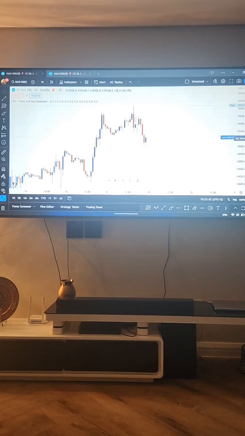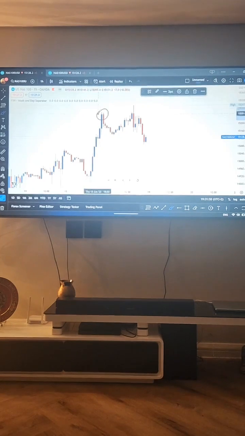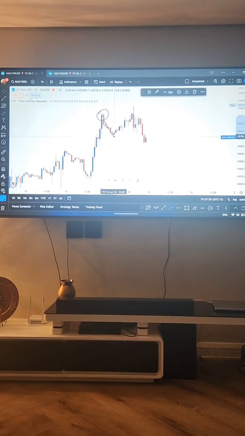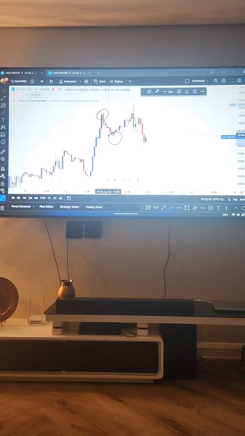So let's go to an example. Let's say at this level, we had a bunch of sellers. Price then came down and we got a bunch of buyers. Then all of a sudden price comes up, and what happens?